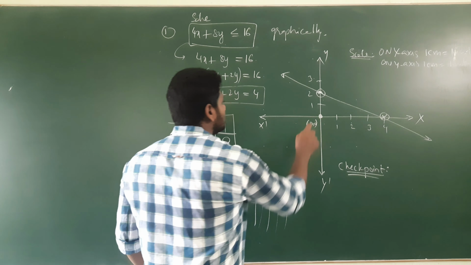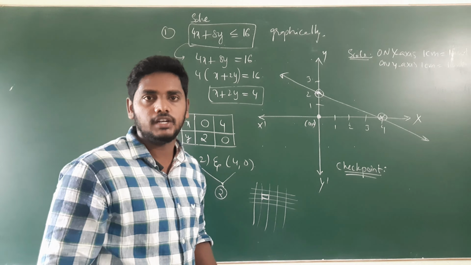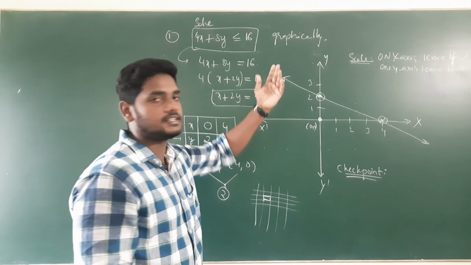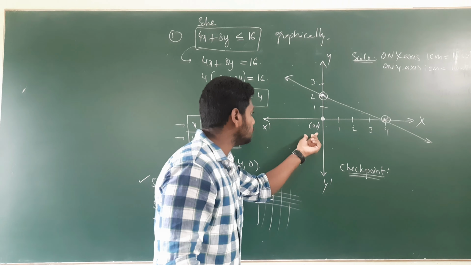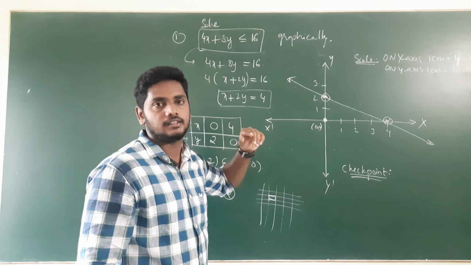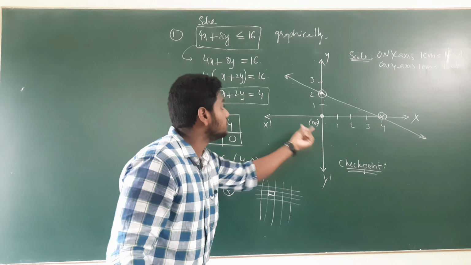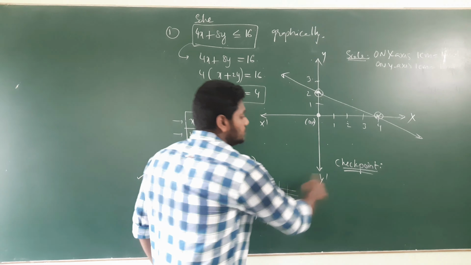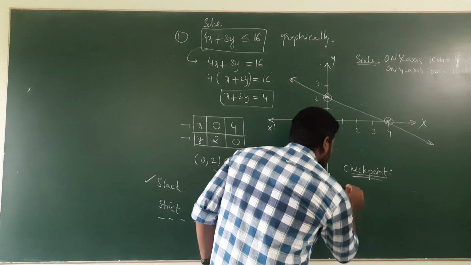Now by using that point 0, 0, what do we need to do? How to identify this region or that region? That 0, 0 we need to substitute in the given inequality, in terms of x, y. That means the checkpoint is here. Which point do I consider?